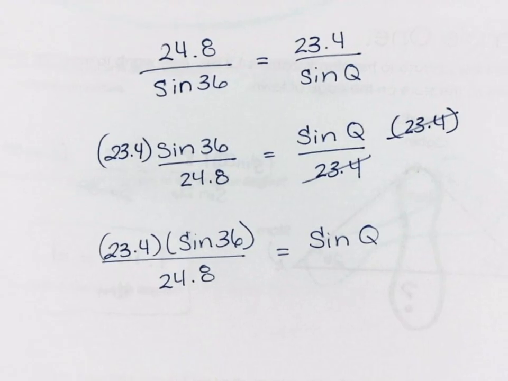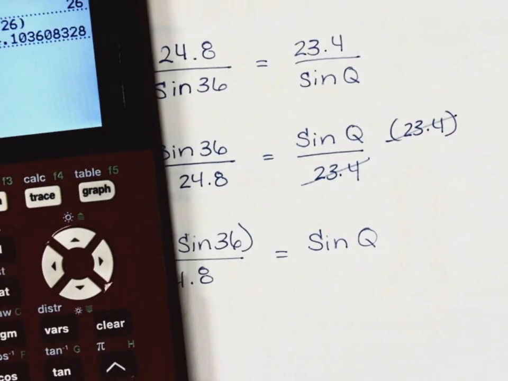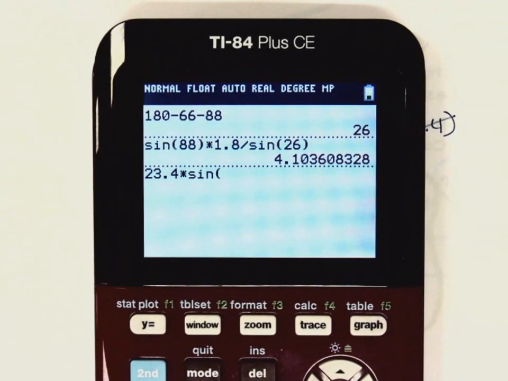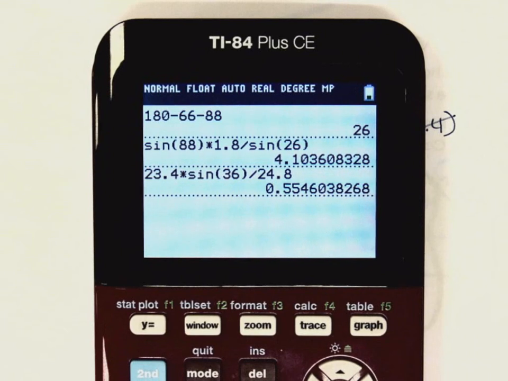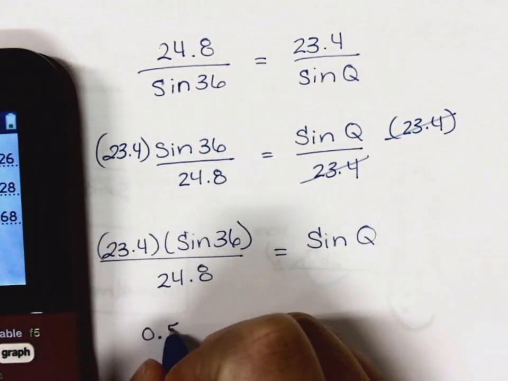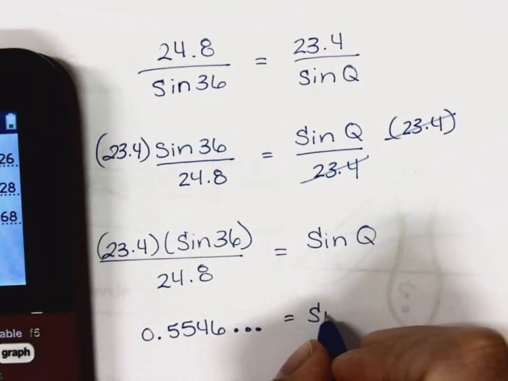Okay, so now we gotta do some math. So I'm gonna take 23.4 and I'm gonna times it by, what am I timesing it by? Sine of 36. I have to close that bracket, and then I'm dividing by 24.8. And I get a funky decimal. Now, write down 4 digits and then use ellipses after it. Use an ellipse. It's not pluralized. And you guys know that means it continues on forever.